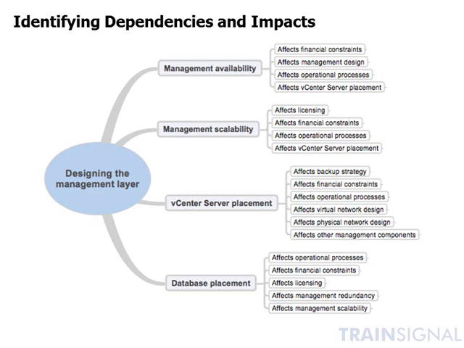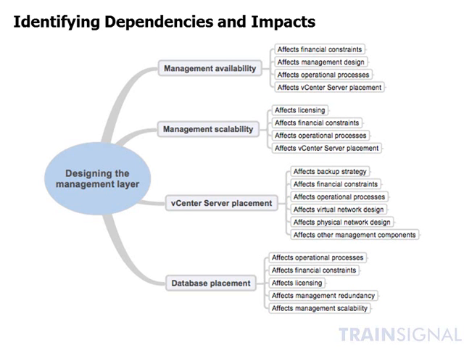We want to be able to identify dependencies. We want to be able to identify other areas that could be affected. But not only do we want to identify other areas that could be affected, we also want to identify what effects could be seen. In other words, if the physical network design could be affected by vCenter Server placement, what are the specific impacts or the specific things that will happen or could happen to the physical network design as a result of vCenter Server placement?